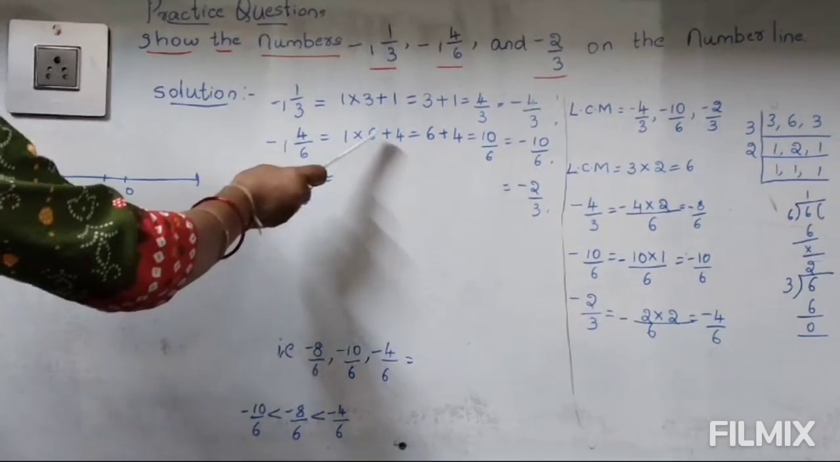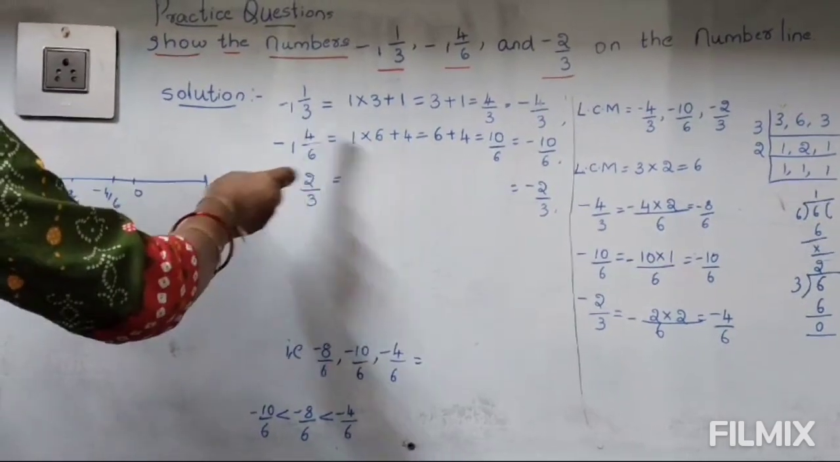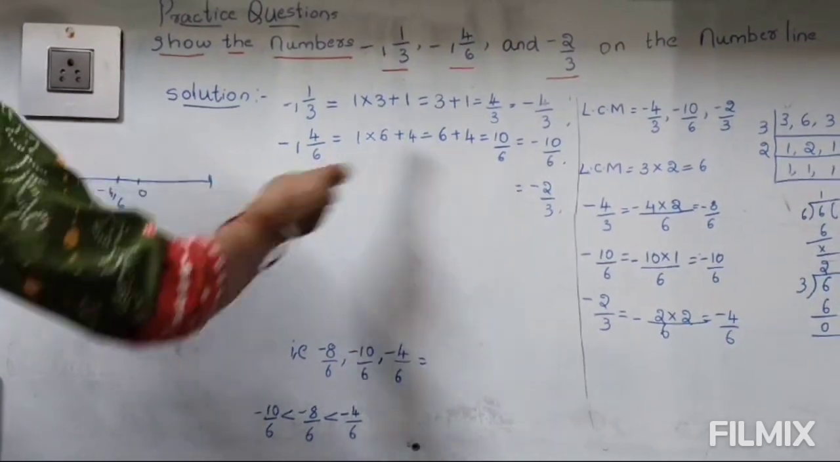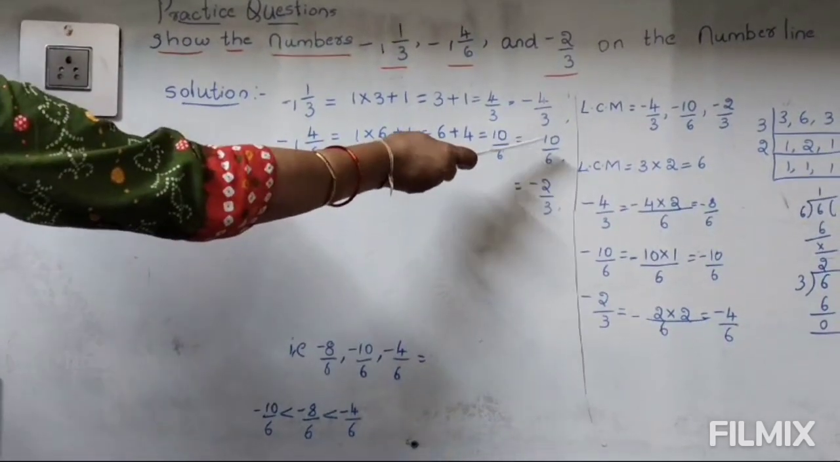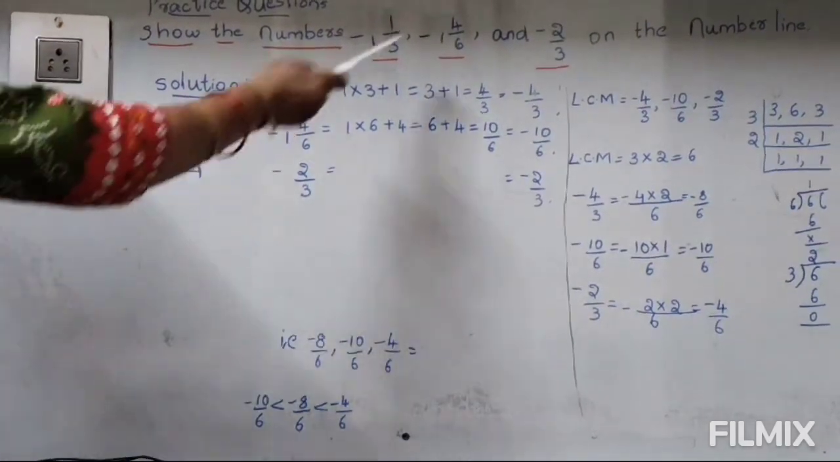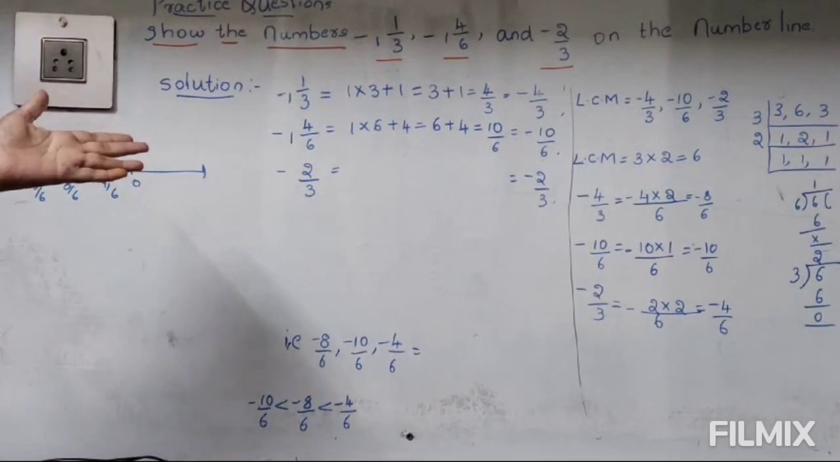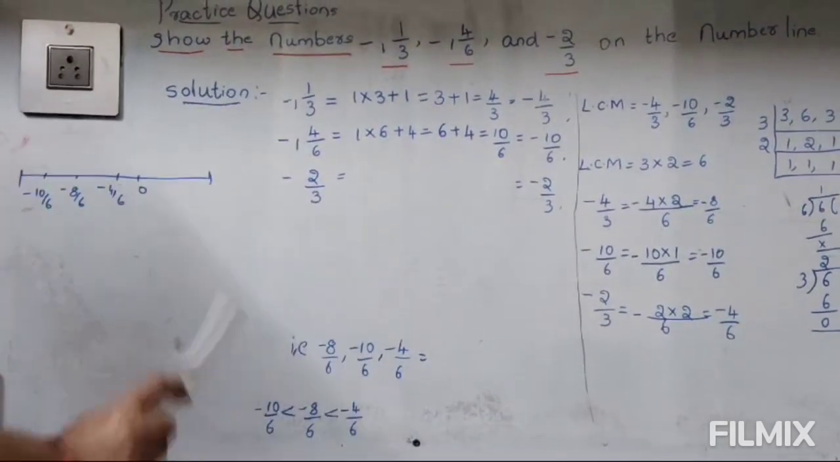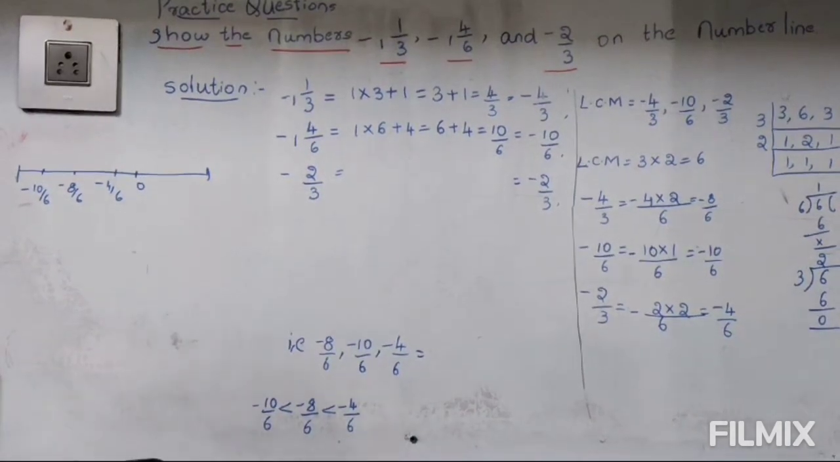1 into 6 is 6, plus 4, which is 10 by 6. Put this minus sign there: minus 10 by 6. So that is already in improper fraction form. Make a note like this. This is the first step, converting.